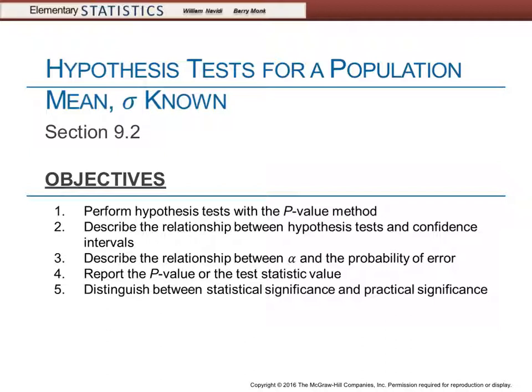Our objectives are to perform the hypothesis test with the p-value method. We're going to describe the relationship between hypothesis tests and confidence intervals. We're going to describe the relationship between alpha and the probability of error, and report the p-value or the test statistic value. Distinguish between statistical significance and practical significance.